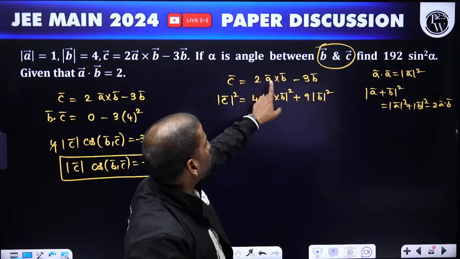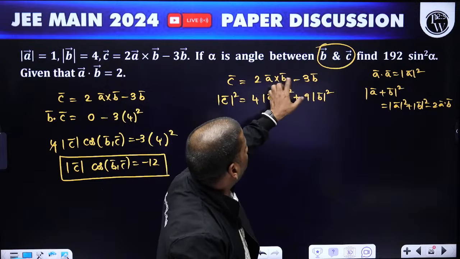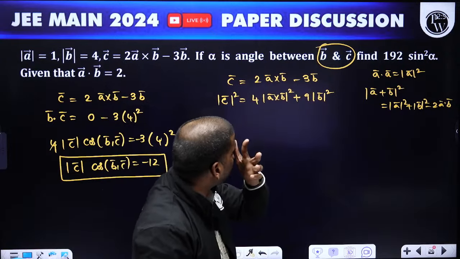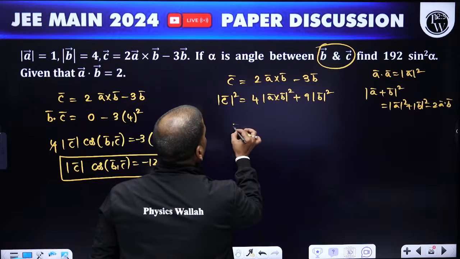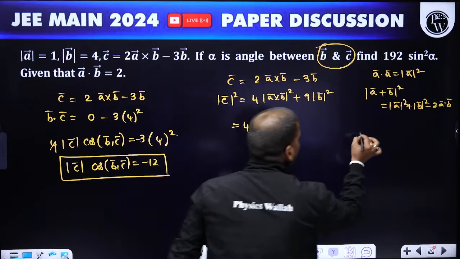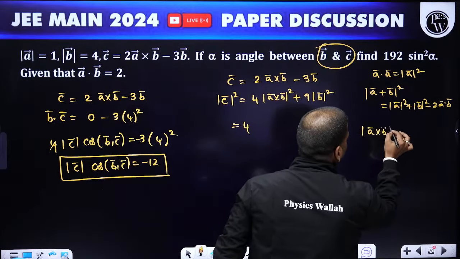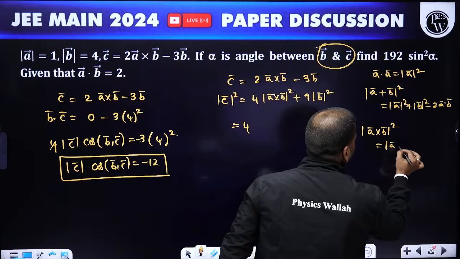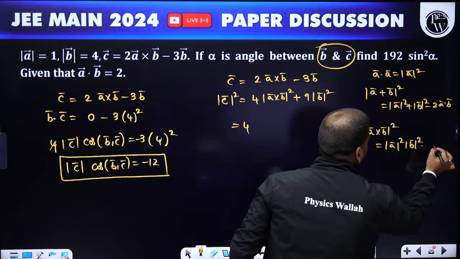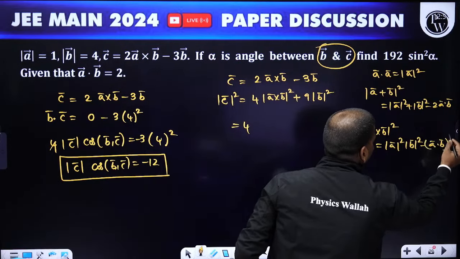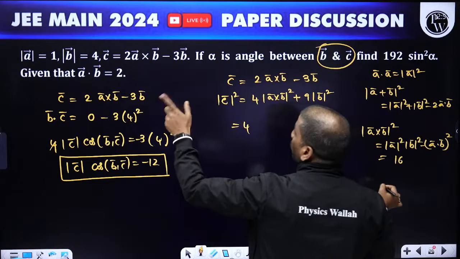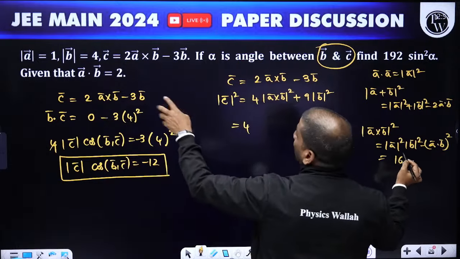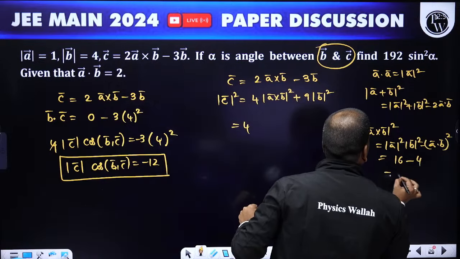So coming to the dot product, A cross B and B are both perpendicular to each other. So that dot product will become 0. Now, 4 times, can I find this? Yes, we have a formula. A cross B whole square is, many times we use this, mod A square mod B square minus A dot B whole square. What is A square? 1, B square, 4. So B is 4, so B square 16, minus A dot B 2, 4, which is equal to 12.